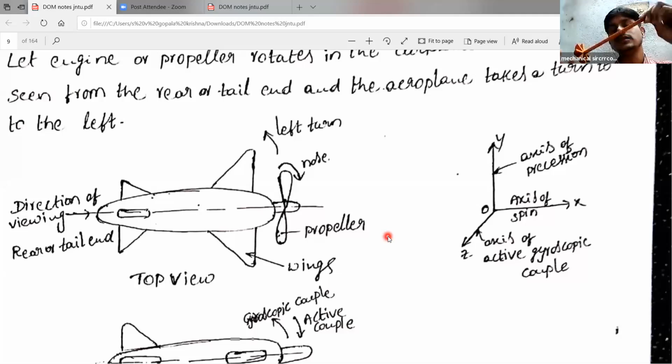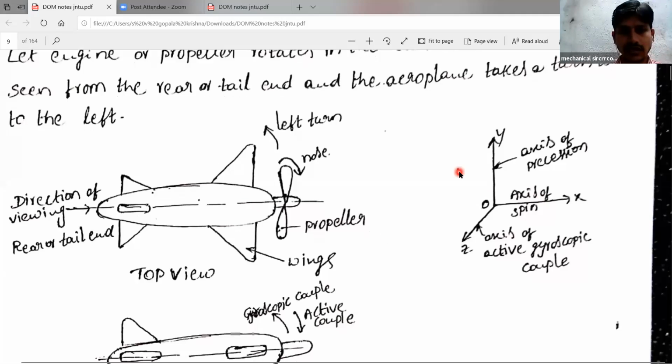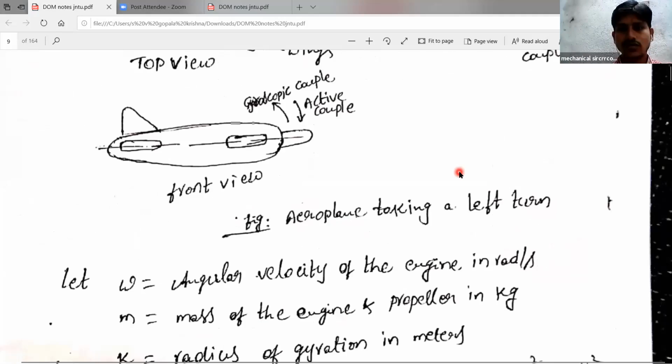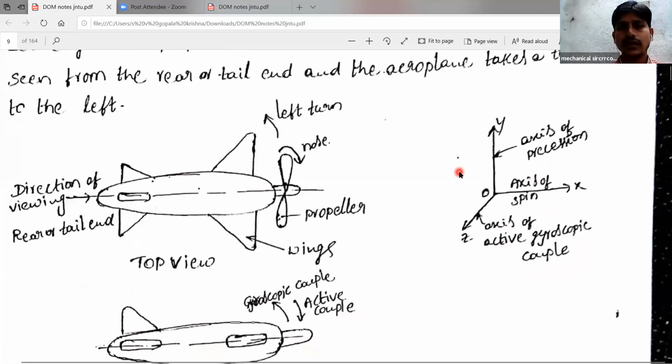These are very, very important: how we get the effects while the plane takes a left turn and a right turn. The direction of viewing is also very important. We already covered this. Now all of you open your notebooks and make the particular problem.